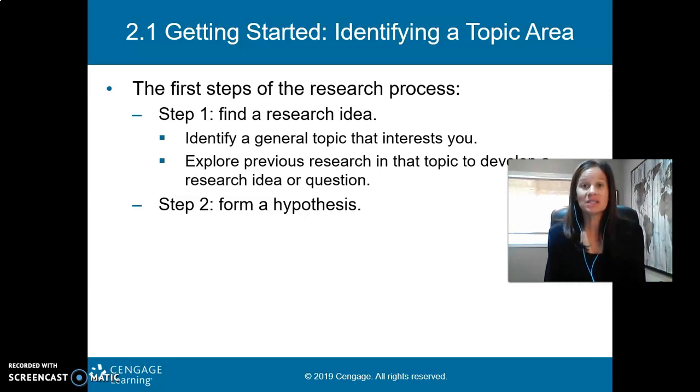So the very first step of a research process is obviously generating some type of research idea. And usually this comes from a topic of interest. What interests you? And this differs for all of us. Thank goodness we're all unique. Otherwise, we'd all be researching the exact same thing.